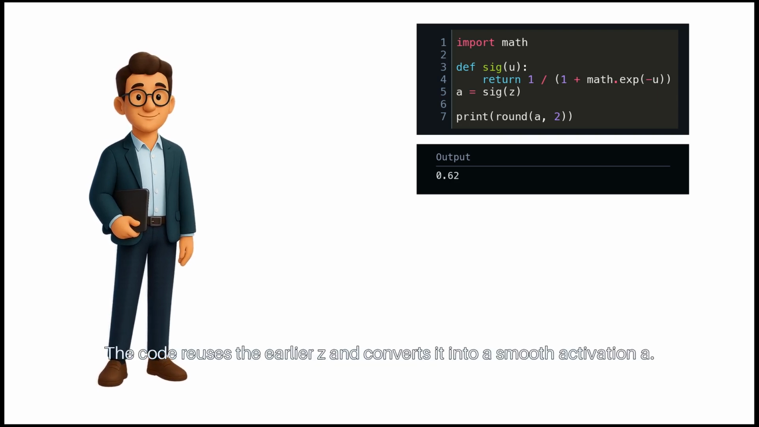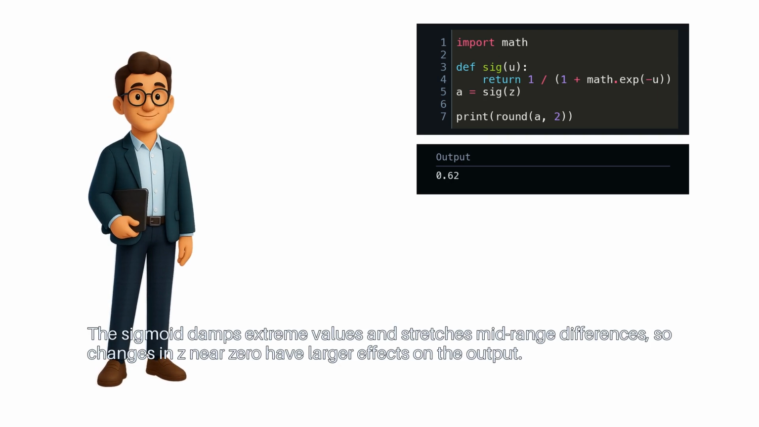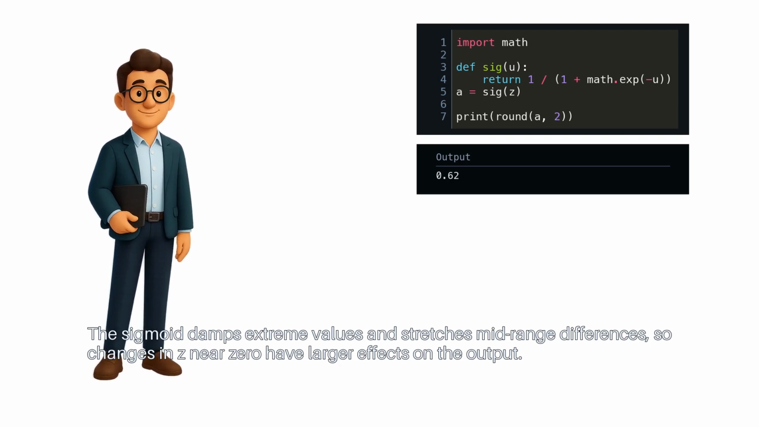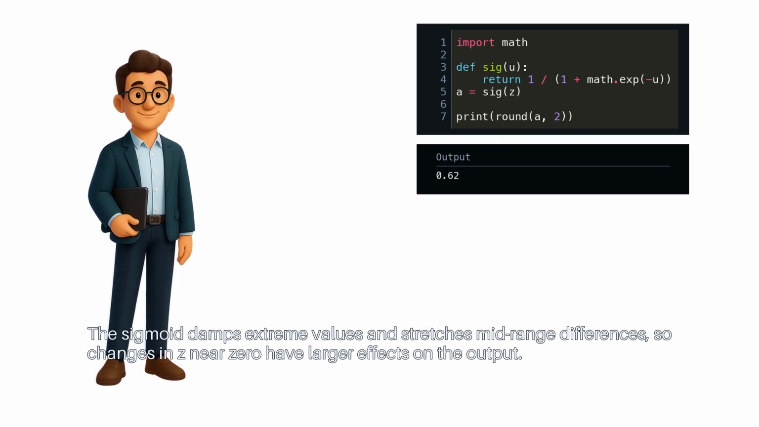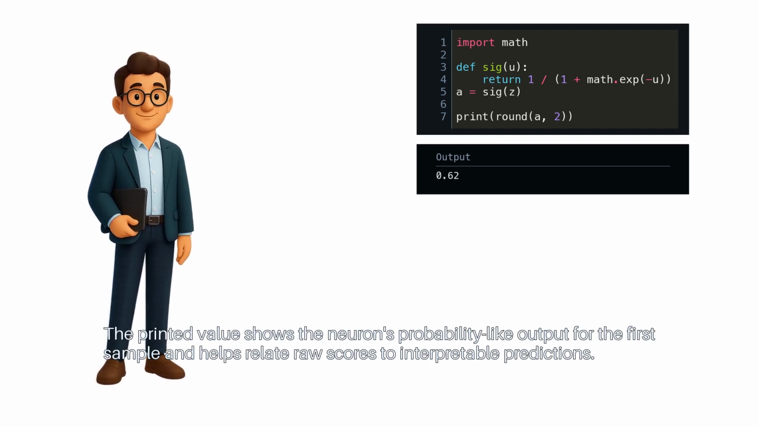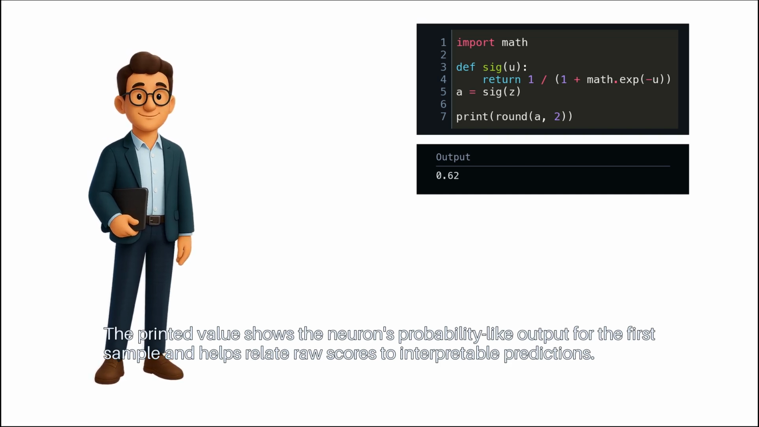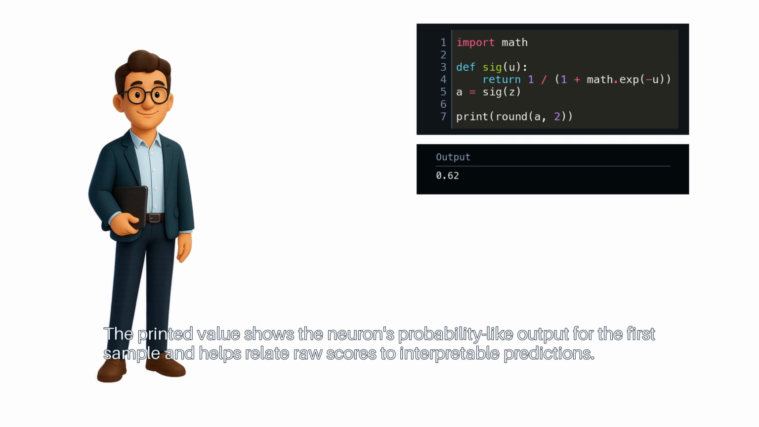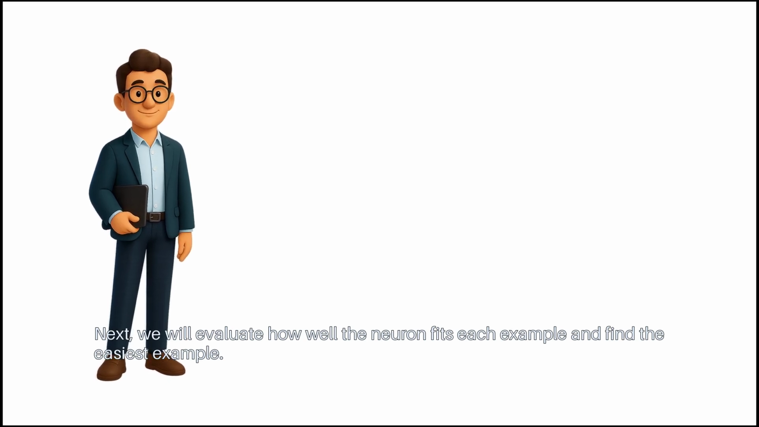The code reuses the earlier Z and converts it into a smooth activation A. The sigmoid damps extreme values and stretches mid-range differences, so changes in Z near 0 have larger effects on the output. The printed value shows the neuron's probability-like output for the first sample and helps relate raw scores to interpretable predictions. Next, we will evaluate how well the neuron fits each example and find the easiest example.